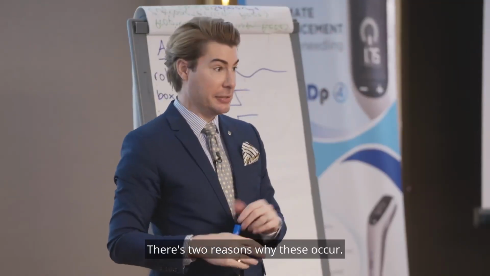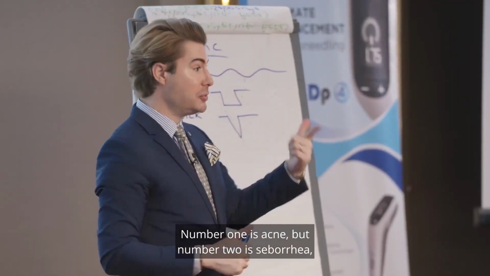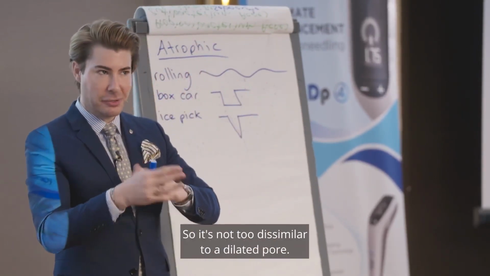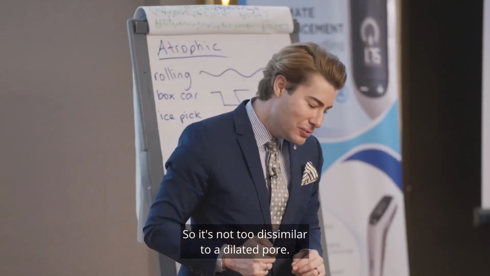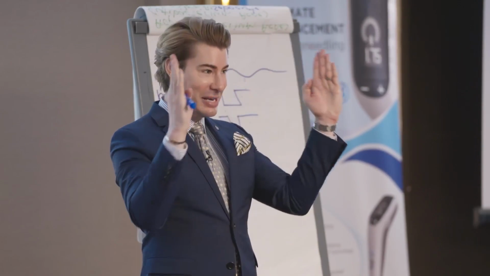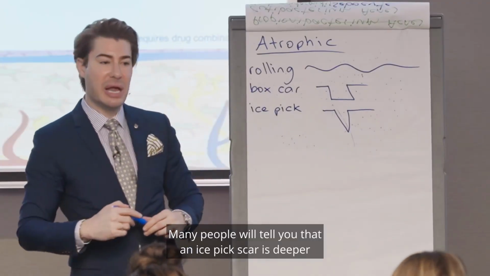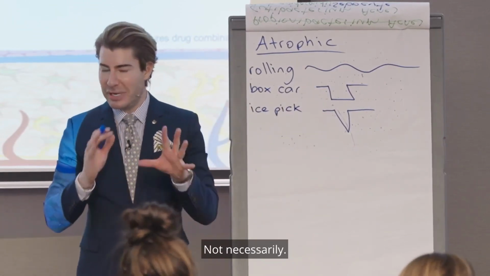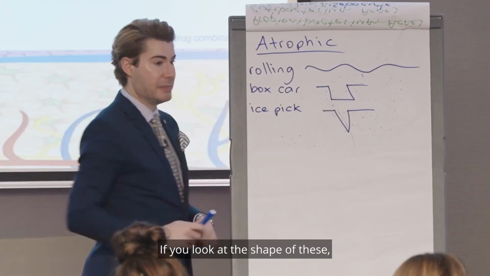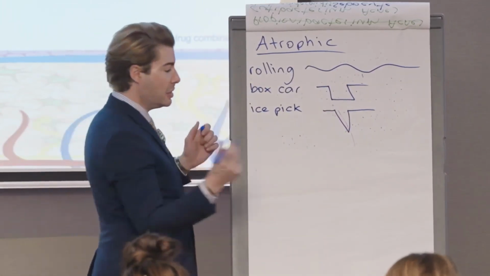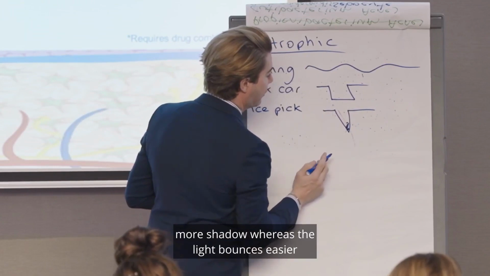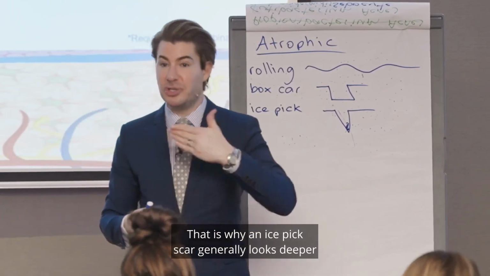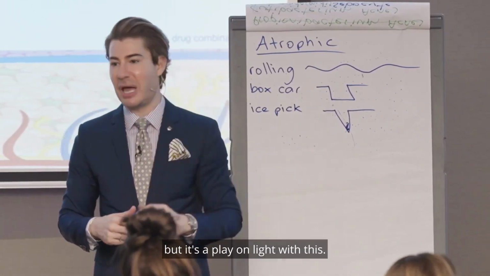There's two reasons why these occur. Number one is acne, but number two is seborrhea, the genetic predisposition for an excessively oily skin. So it's not too dissimilar to a dilated pore. Many people will tell you that an ice pick scar is deeper and more severe by contrast to a box scar. Not necessarily. If you look at the shape of these, and if you were to illuminate with light, you'll find that this bottom section tends to harbor more shadow, whereas the light bounces easier in a boxcar scar. That is why an ice pick scar generally looks deeper, but it's a play on light with this.